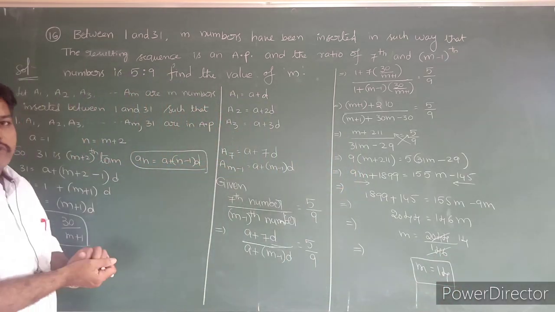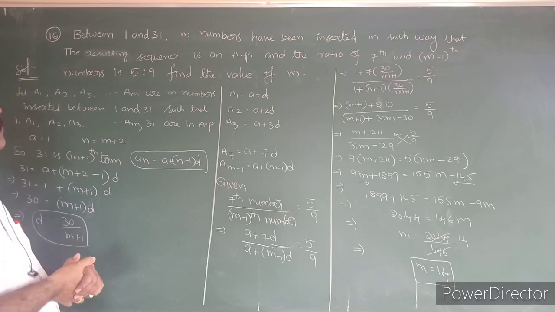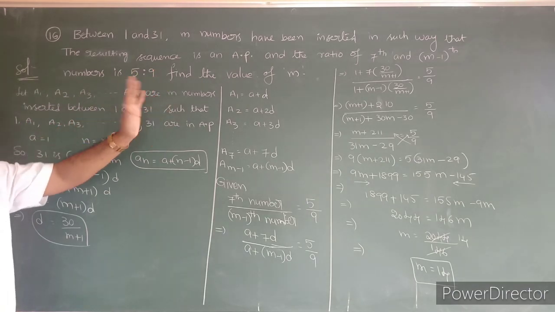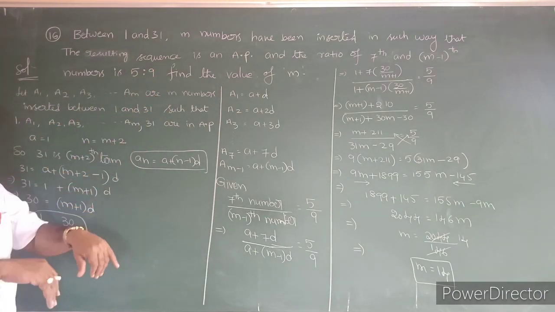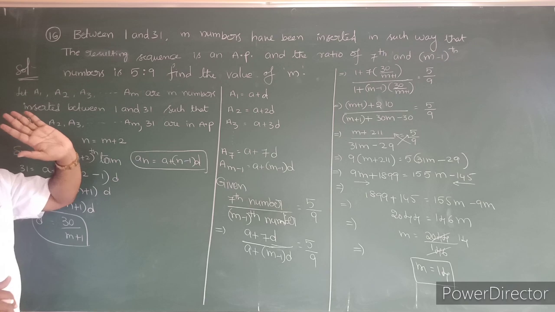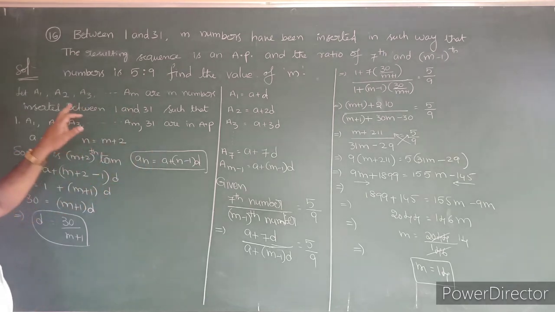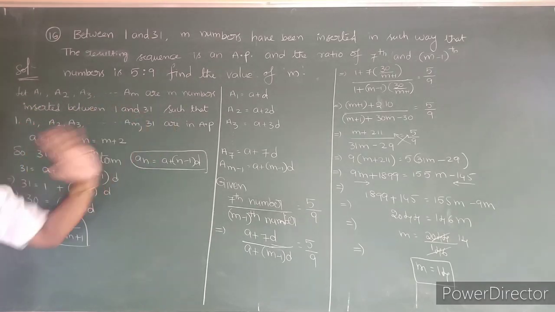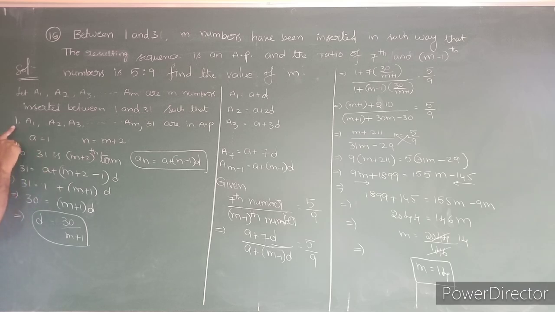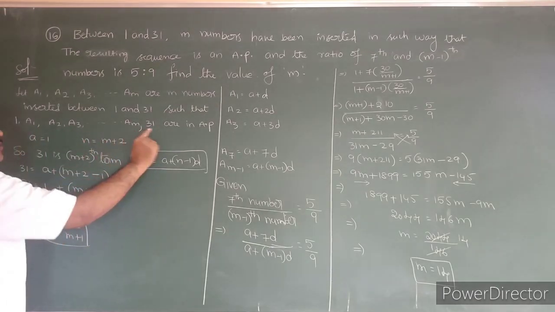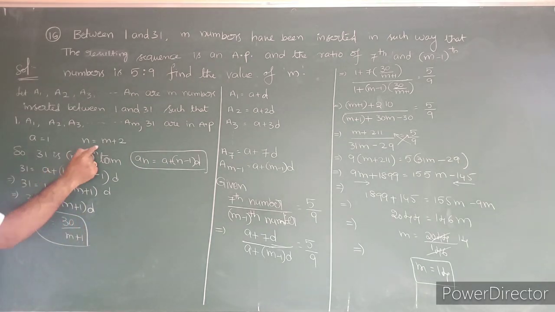So see the question once again. What are the terms given in the question? First you have to insert m arithmetic means, that is m numbers between the two numbers 1 and 31, such that the resulting sequence is an AP. Meaning, these m numbers are arithmetic means. So after inserting these numbers, you have to understand that the first term is 1, a is equal to 1. And how many numbers are there? m plus 2 numbers. That means the last number 31 is the m plus 2 term.